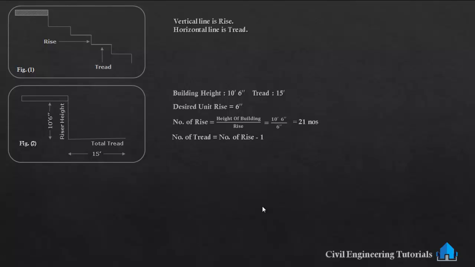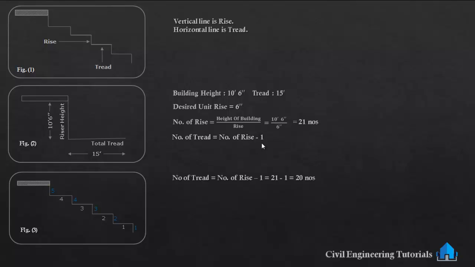Now number of tread is equal to number of rise minus 1. So why do I deduct 1 here? For this, come to figure 3. Here the number of rise is 5. Here I mention the number of rise in blue color. 1, 2, 3, 4, 5 number of rise, but number of tread is 4. 1, 2, 3, 4. The last tread connects with the slab. So we have to deduct 1 here.